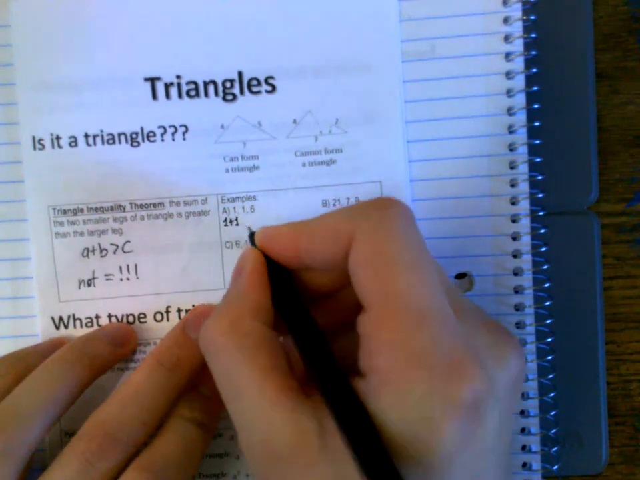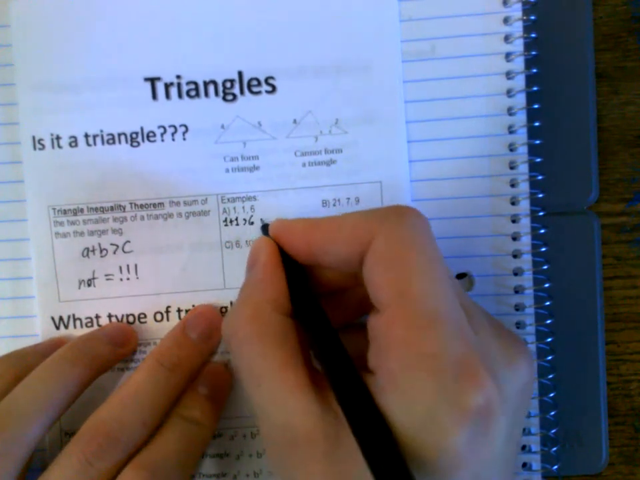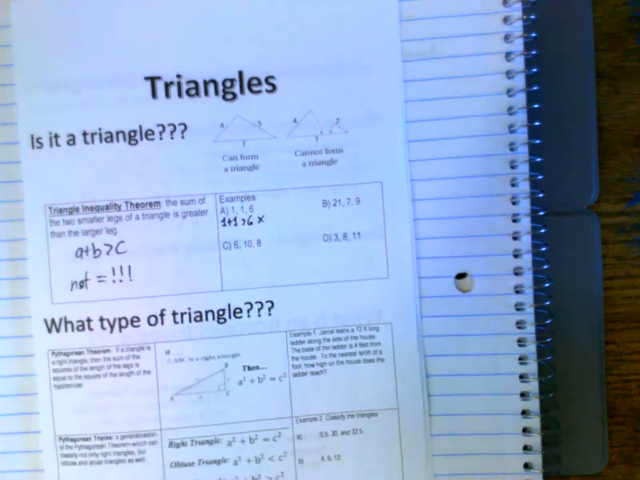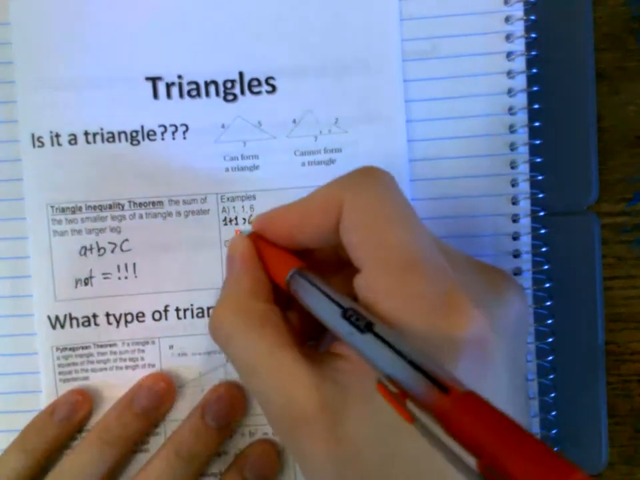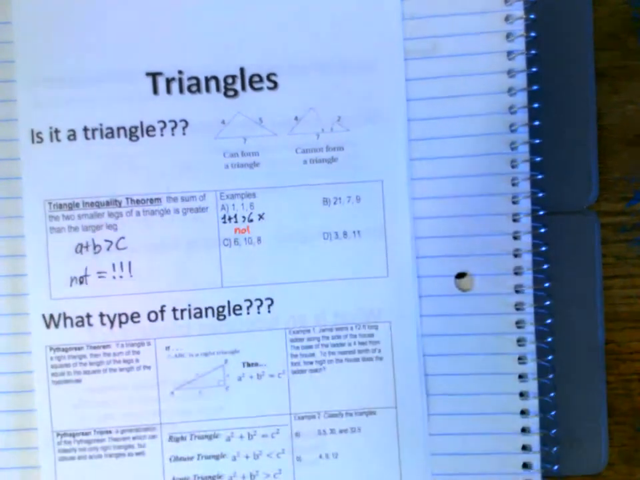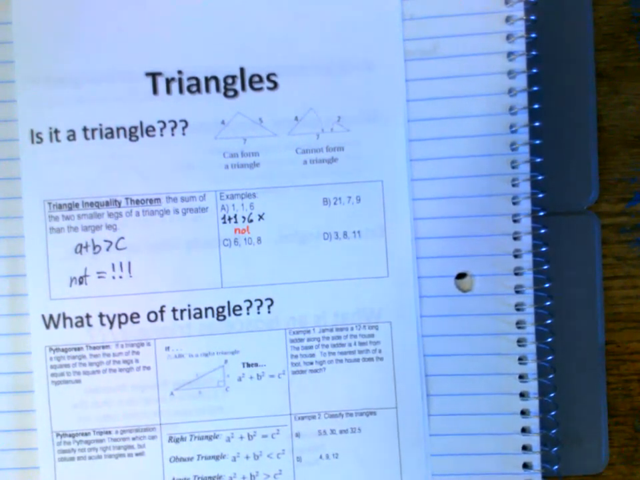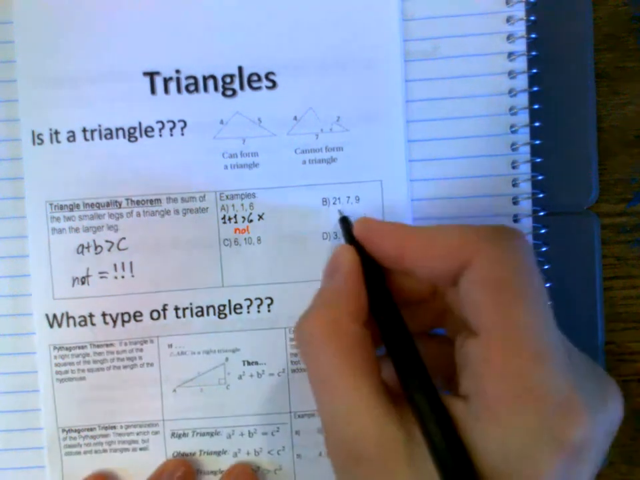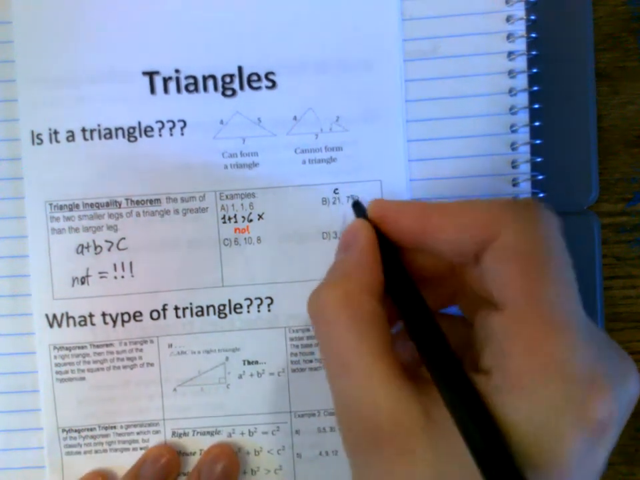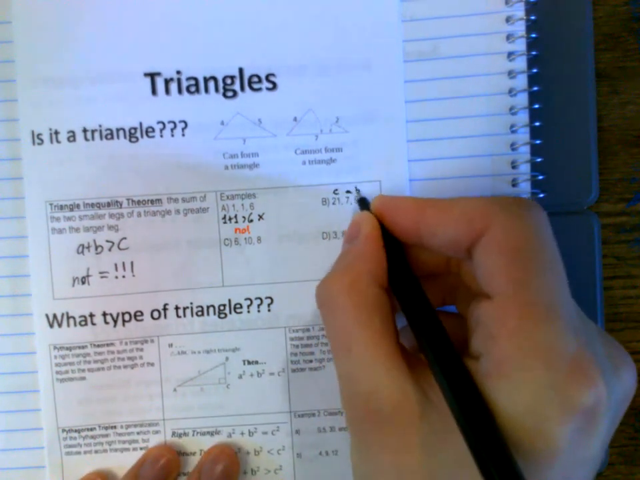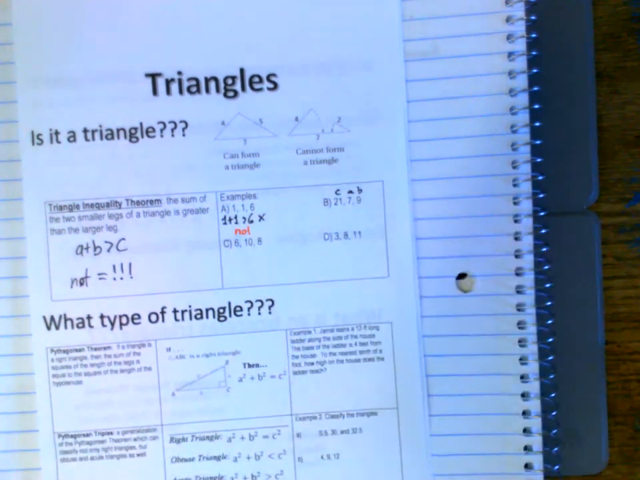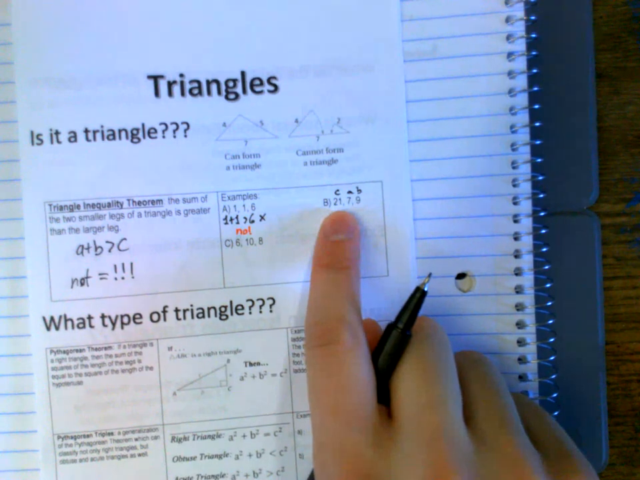1 plus 1 is greater than 6. Nope. No. Doesn't work. What about the next one? Okay? Also, how you tell the difference is that this is C. This is A. And this is B, respectively. A and B can be interchanged, to be honest. But what's more important is we identify who C is, okay?